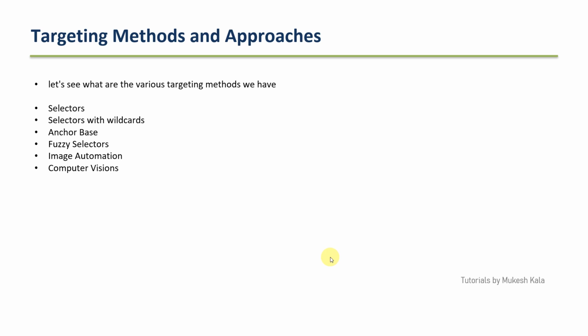But the idea is you need to use the one which closely relates to you, right? So for example, if I have an application and that is giving me selectors, I am getting very good selector, right? There is no point in using image automation. If my application is stable, if my top window, everything is stable, there is no point in using the fuzzy selectors, right? Avoid using unnecessary target methods and approaches. So for that, you need to understand that what exactly are the method and when to use what, right?